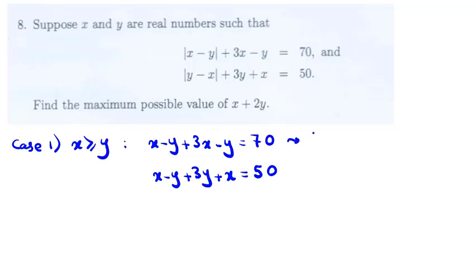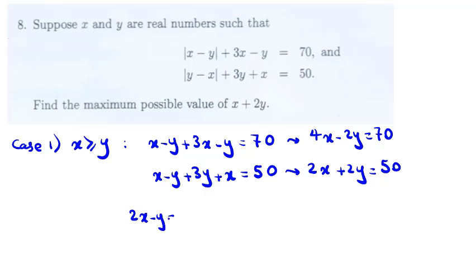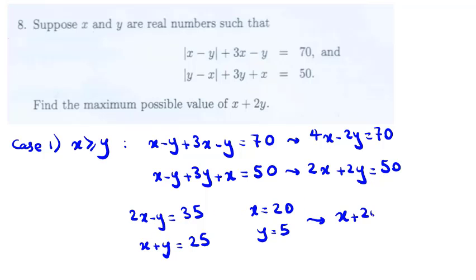Here we can say from the first one, 4x minus 2y equals 70, and 2x plus 2y equals 50. Then we can divide both sides by 2. 2x minus y equals 35. x plus y equals 25. If we add up these two, 3x will be 60, so x will be 20, and here y will be 5. And you can check in both of them, they satisfy. So in this case, x plus 2y is what? 20 plus 10, which equals 30.